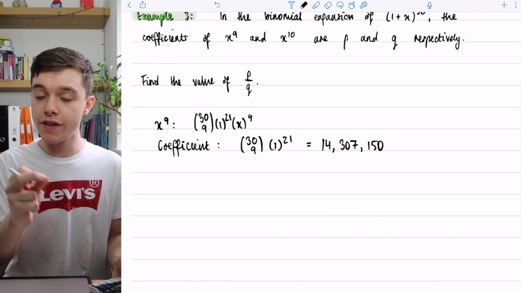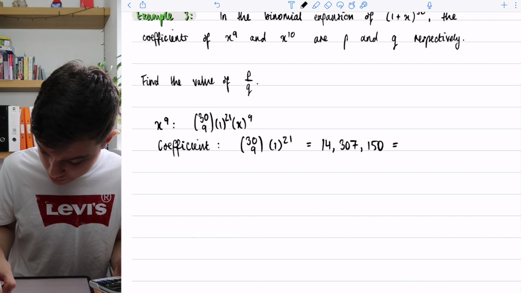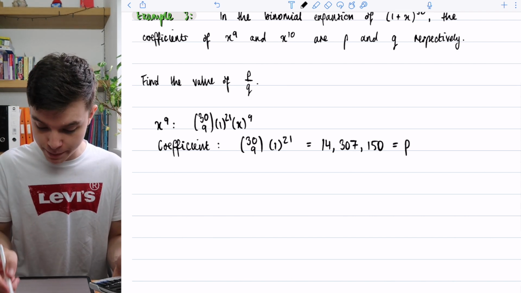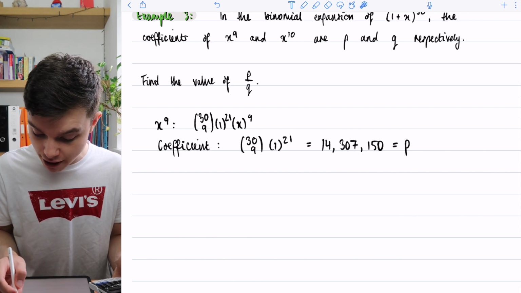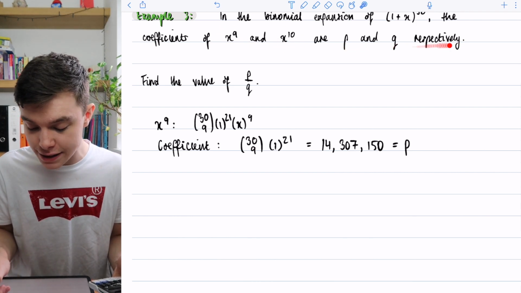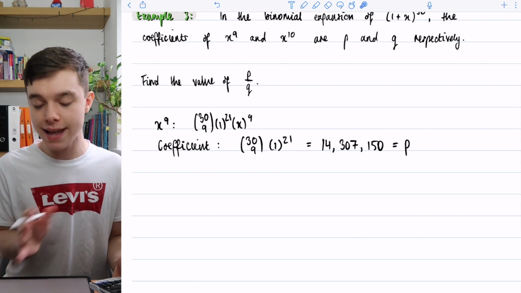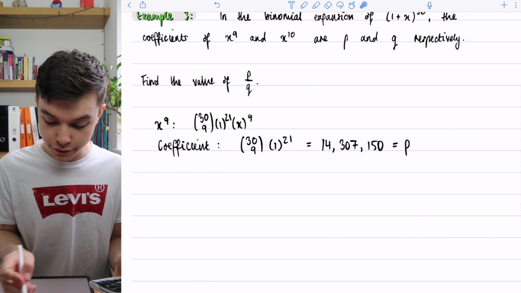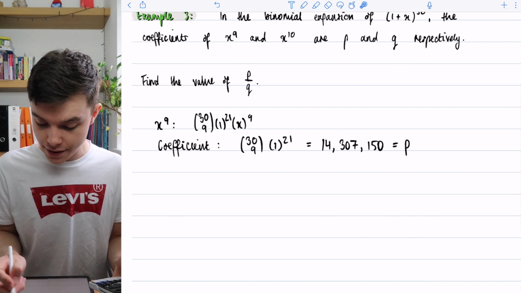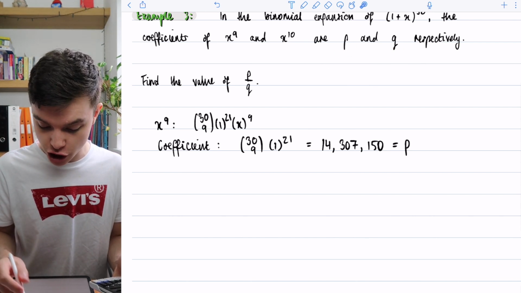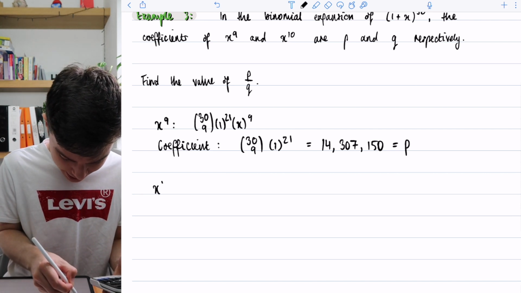So because that's the coefficient of x to the 9, that is p. Okay, because it tells us in the question, x to the 9 and x to the 10 have coefficients p and q respectively. So respectively just means they're in order. X to the 9 came first, so the coefficient is the one that comes first, which is p. And then the coefficient of x to the 10 is q. So let's do x to the 10 now.